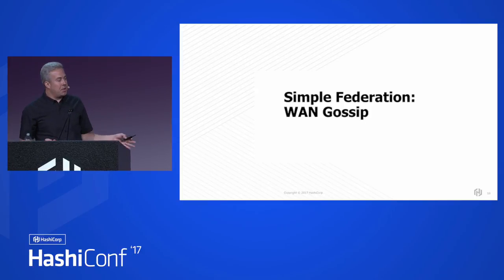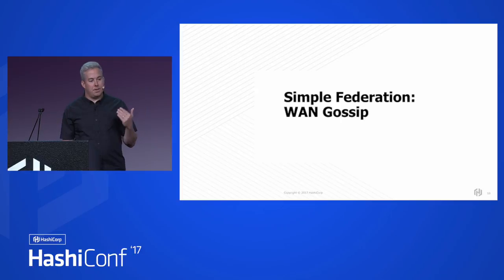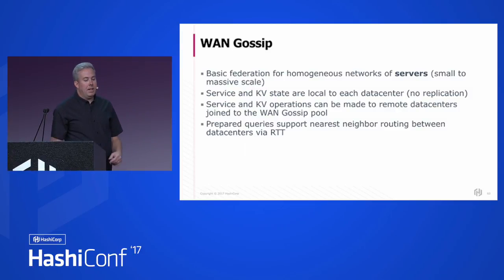So that was our first clustering model, LAN gossip. And the open source version of Consul also includes something called WAN gossip. So this is a mechanism to let you federate different Consul clusters together. So instead of joining all the agents with all the other agents like you do for LAN, this just sets up a relationship between the Consul servers. An important property is the service information and the key value store information is local to each data center. So there's no replication implied in this model.